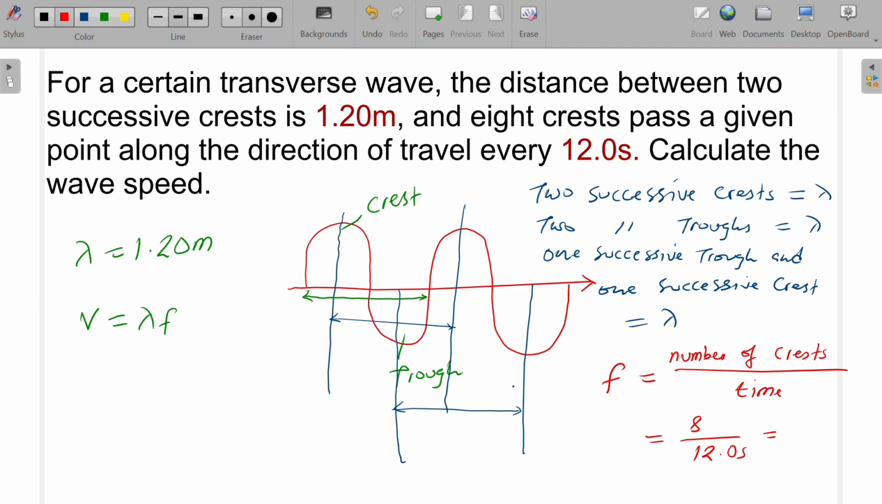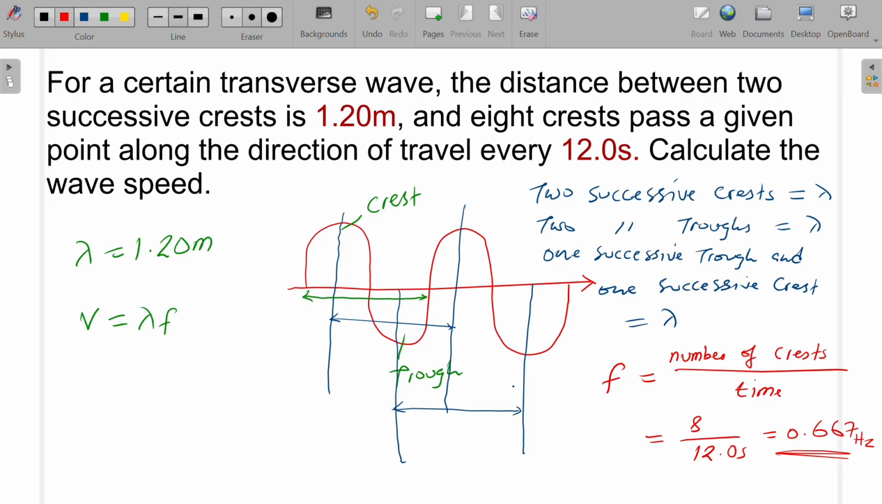All we have to do is the mathematics there. 8 divided by 12 gives me 0.66666, going on like that. So I'll round it off to 0.667. The unit here is hertz. So our frequency is 0.667 hertz.